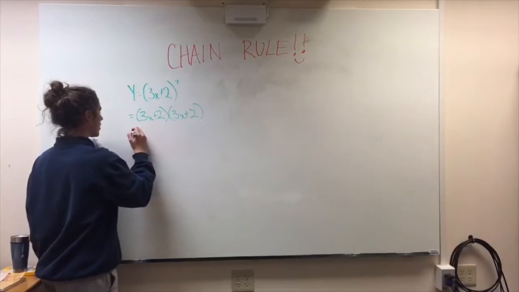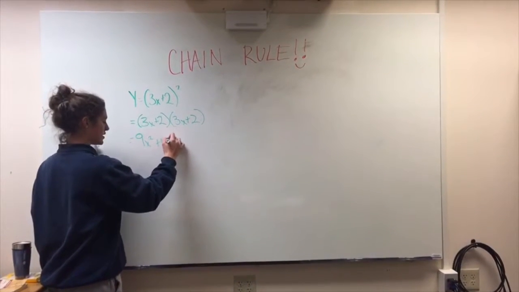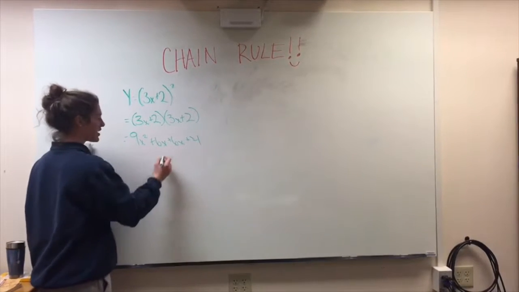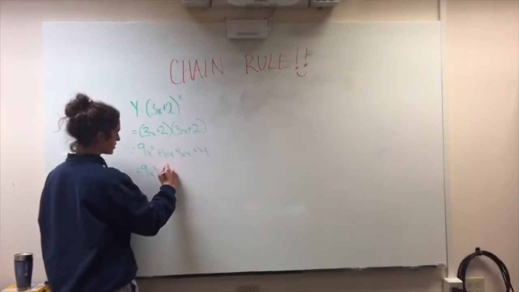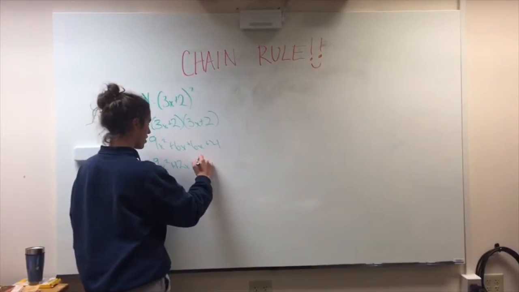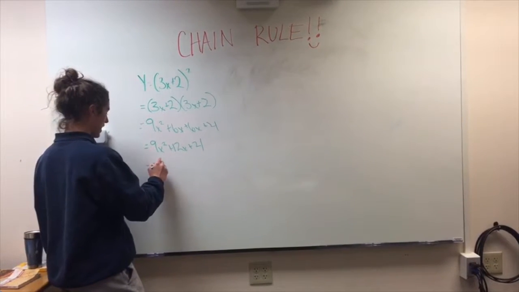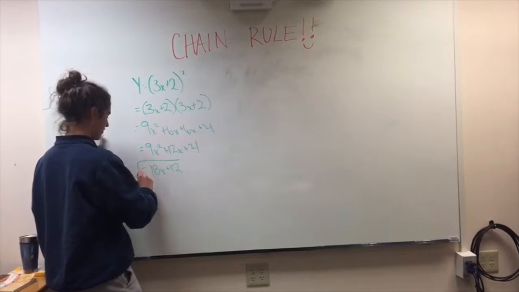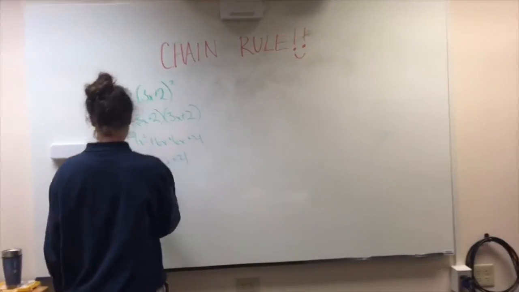we can FOIL, so we get 9x squared plus 6x plus 6x plus 4. And then we can combine the 6x, so we get 9x squared plus 12x plus 4. And then we find the derivative, so we get 18x plus 12. And that's our final answer.